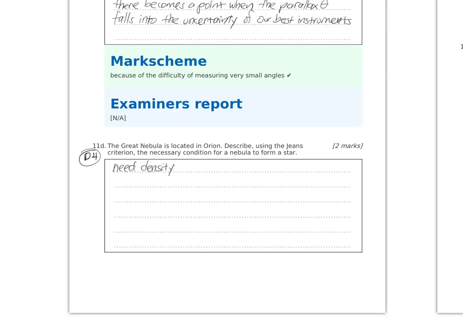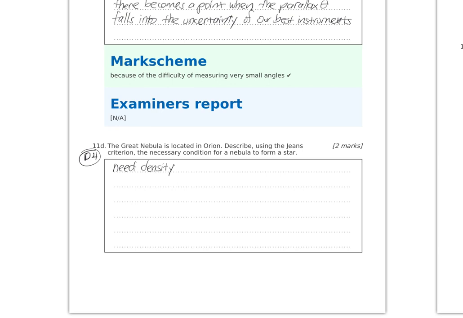First, the cloud needs to be dense. It needs to have a certain mass per unit volume, but mostly the mass. Within that volume, the mass of your cloud has to be greater than what's called the Jeans mass limit. That is not a constant. It depends on a number of things. You don't need to know that equation or what those things depend on. Just know that the mass of the cloud needs to be bigger than the Jeans mass limit.